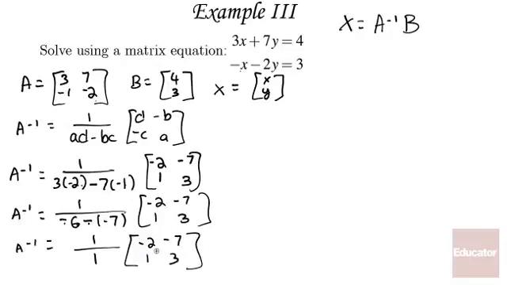Okay, I have A inverse. I found A, B, and X matrices. Now I have A inverse. And this is what I want: X equals A inverse times B. So I'm going to write A inverse up here, and I'm just going to write this as 1, because it's 1 over 1, times B. B is right here.